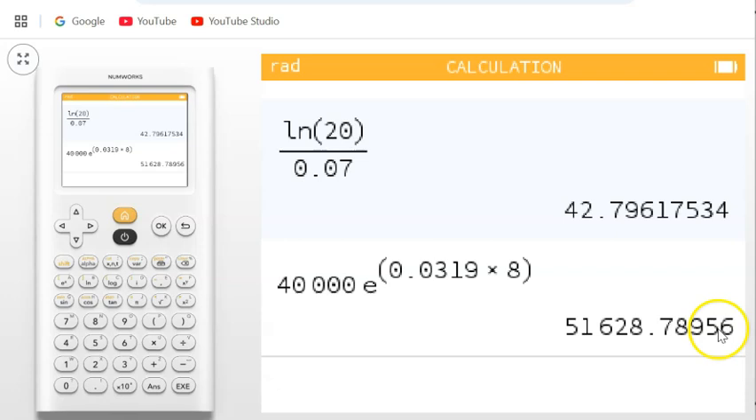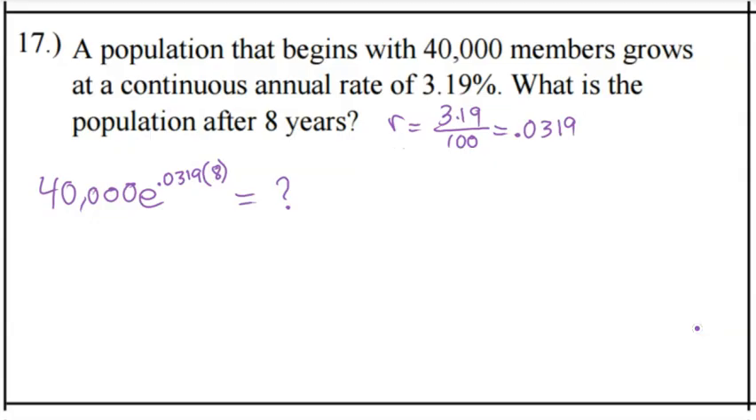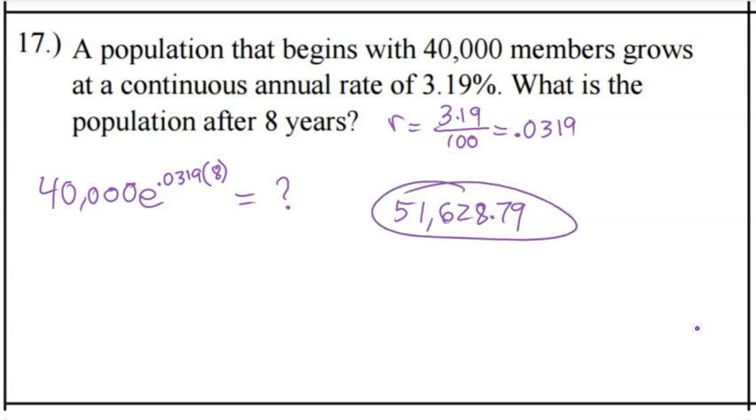But we'll go ahead and write 51,628.79 because this 5 rounds the 9 up to a 10. This would become a 0. This 8 would become a 9. So 51,628.79. But if we were told to round to the nearest whole number, it would be 51,629. So either one of these would be a reasonable answer. And that's it for the exponential applications.